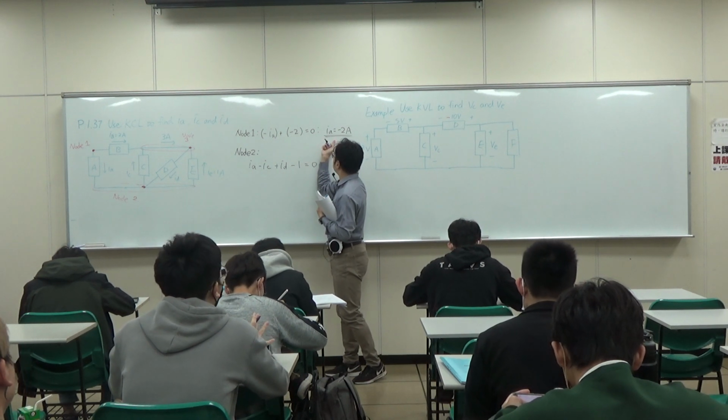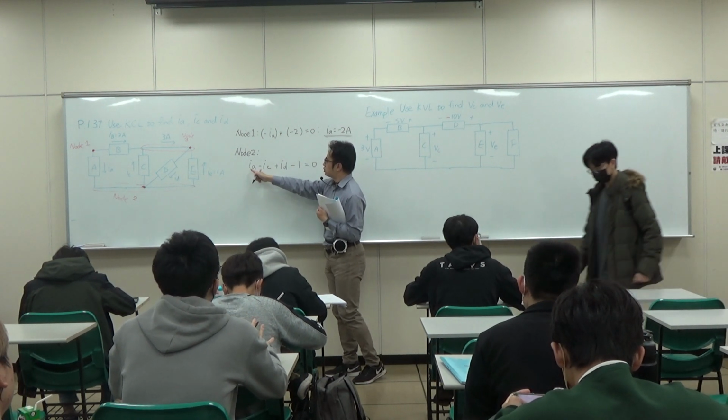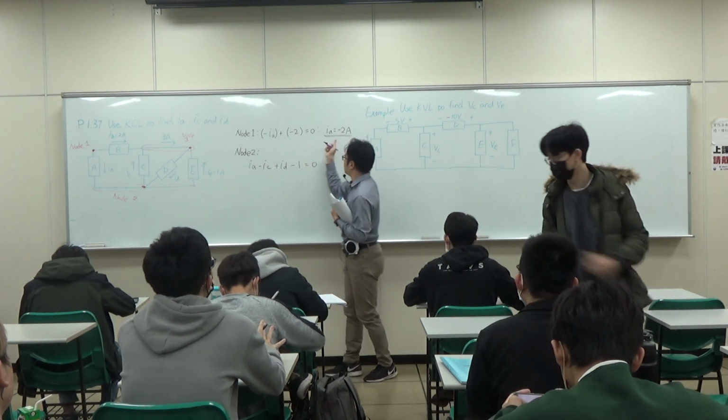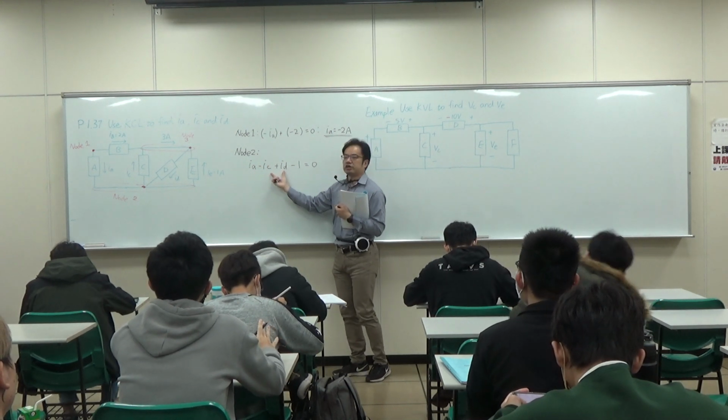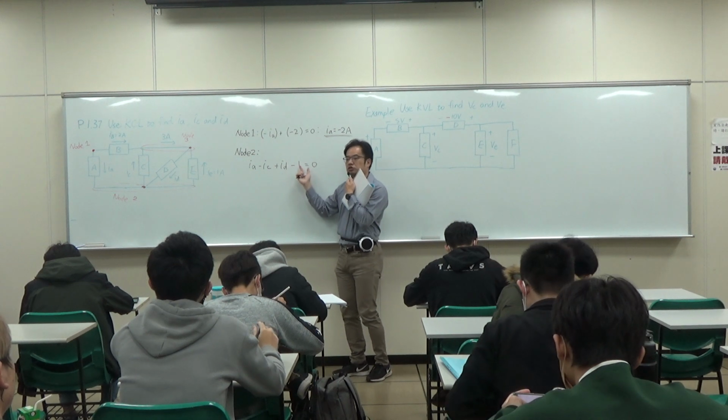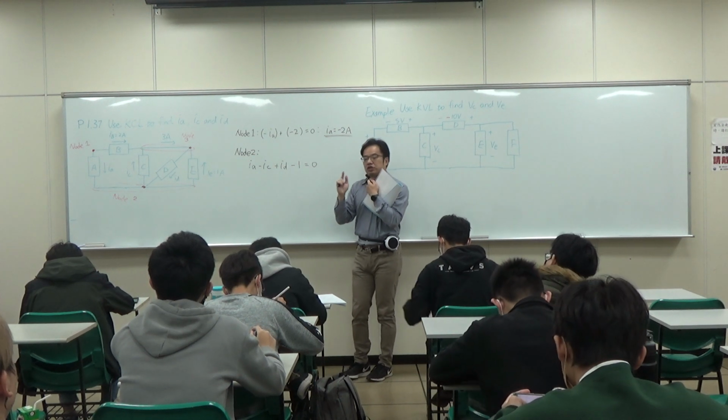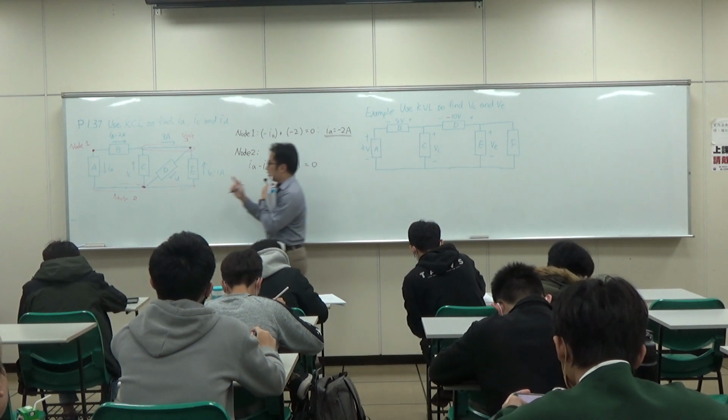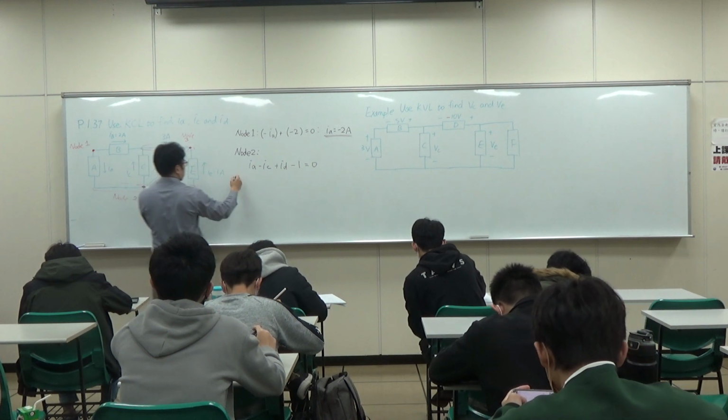We can replace IA with minus 2. But there are two unknown variables, just one equation. That means we need one more equation. So luckily, we still have node 3.